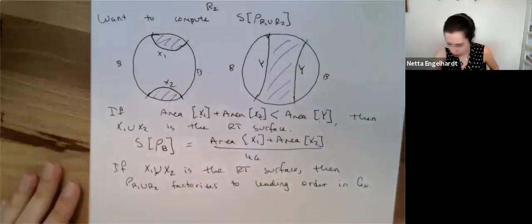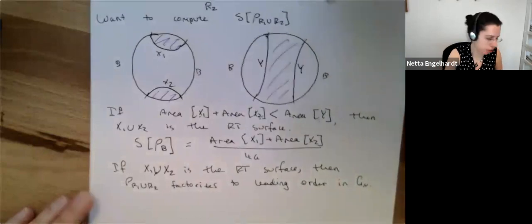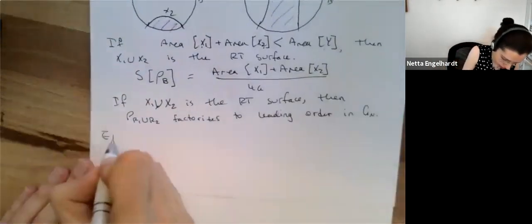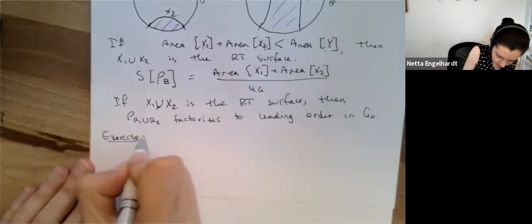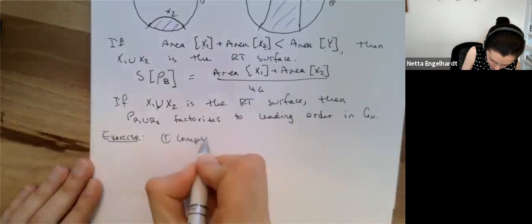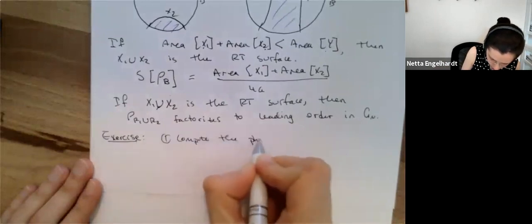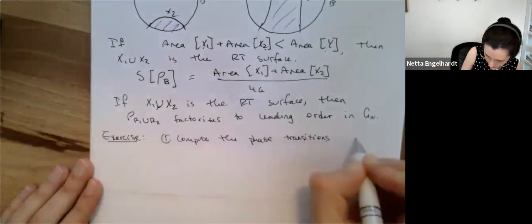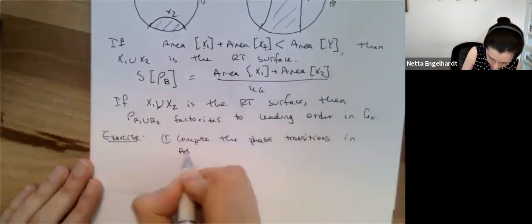Okay. So I'm going to suggest an exercise to do, which is kind of fun. You can do it analytically. So one thing you can do is compute the phase transitions in AdS Schwarzschild.